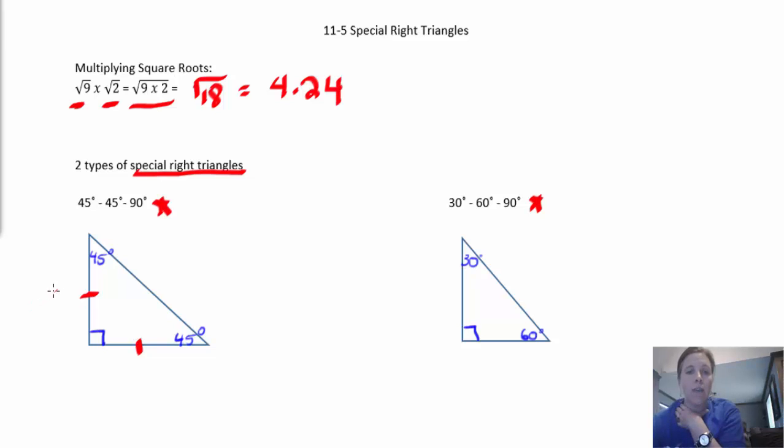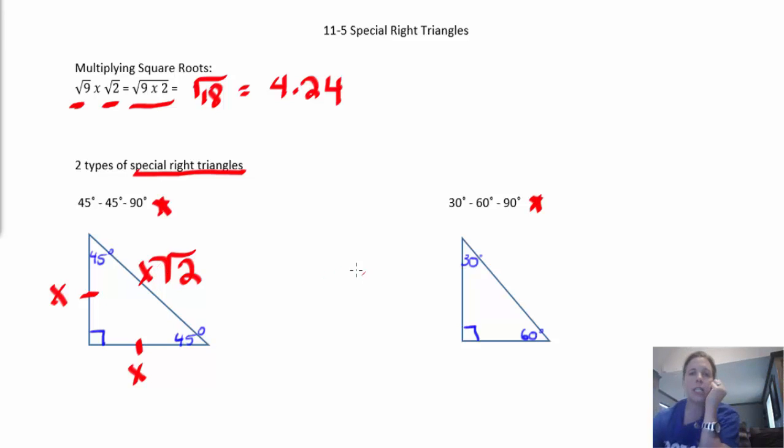Okay, so if the legs are x, then the hypotenuse is x square roots of 2. So whatever the legs are, if the leg was 10, then it'd be 10 square roots of 2. If the legs were 1,000, it'd be 1,000 square roots of 2.